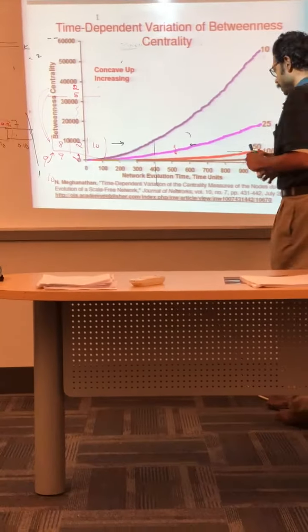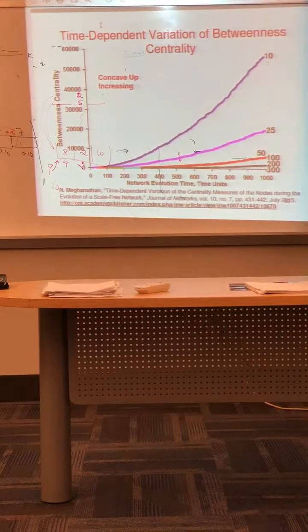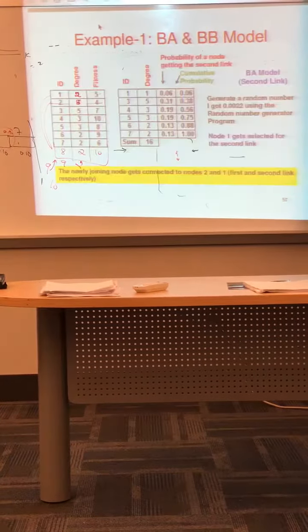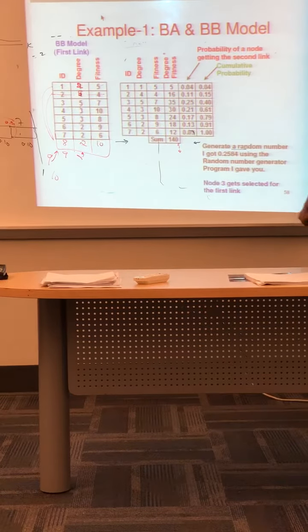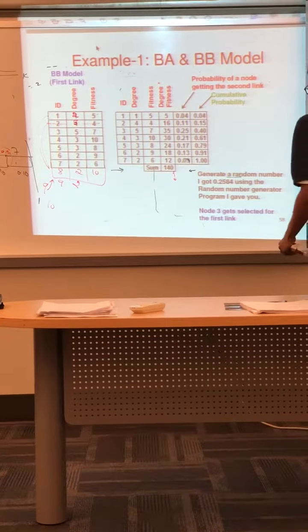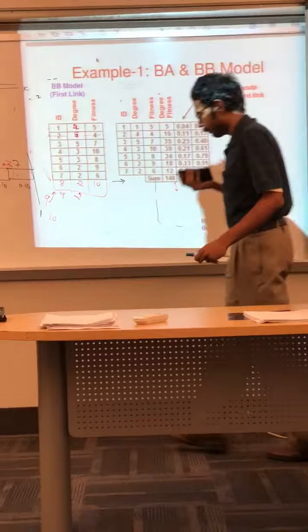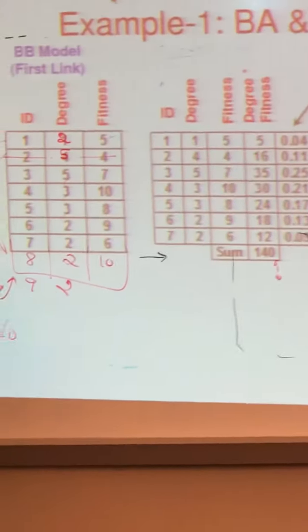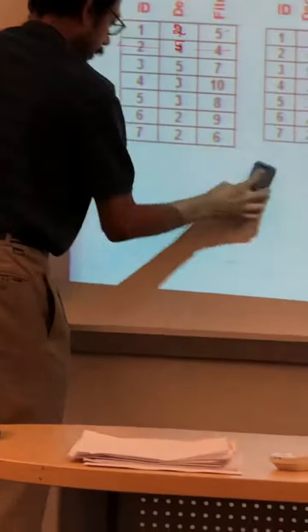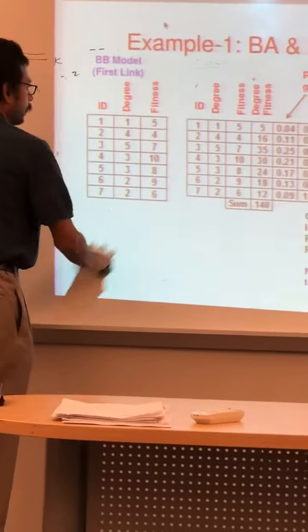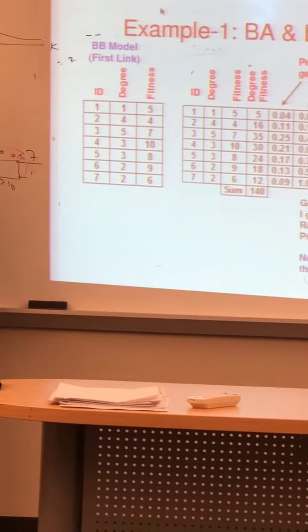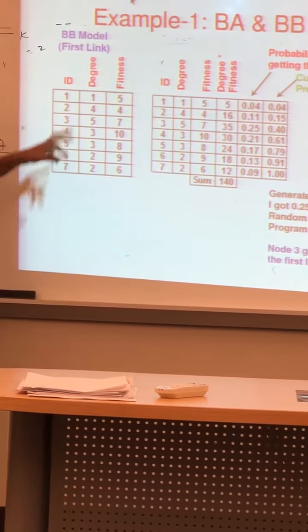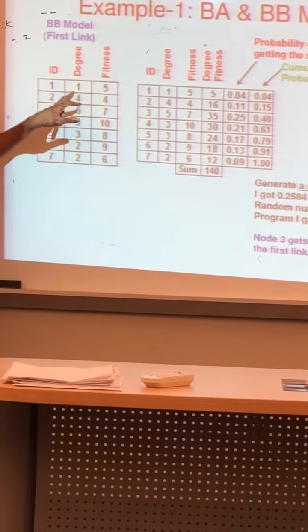Okay. So we can repeat the calculations for the BB model. The only difference is you have to now consider the fitness. So what you have to do is find the degree fitness product. For the BB model, you have to consider the fitness also. So find the product of the degree and fitness.